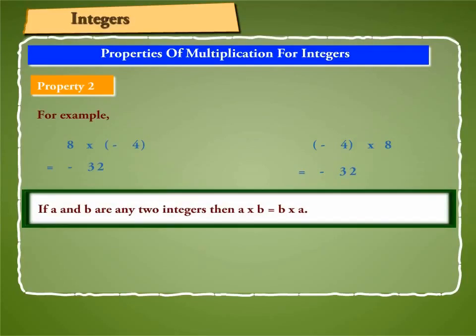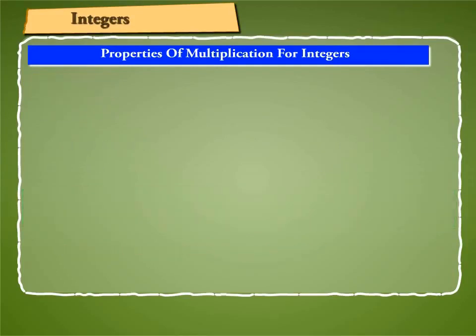Hence, if a and b are any two integers, then a into b is equal to b into a. This is called commutative property of multiplication of integers.